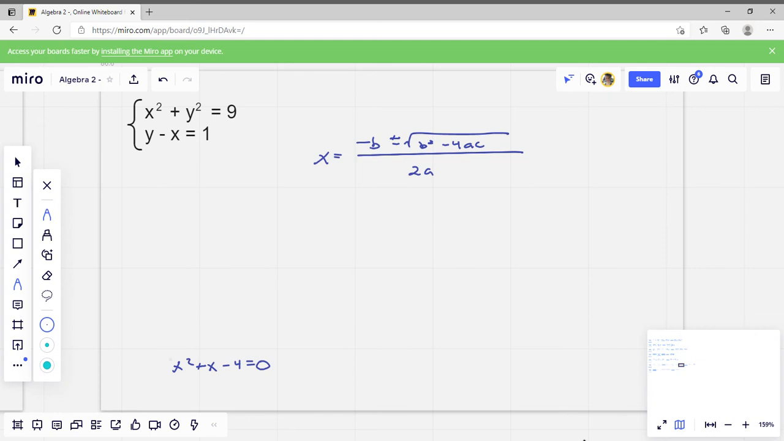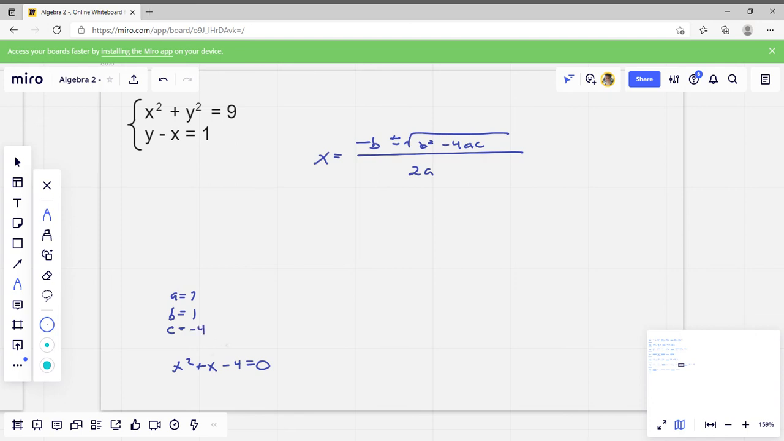So here a is going to be 1. That's the coefficient of our squared term. B is going to be 1. My pen's acted crazy today. And C is going to be negative 4.